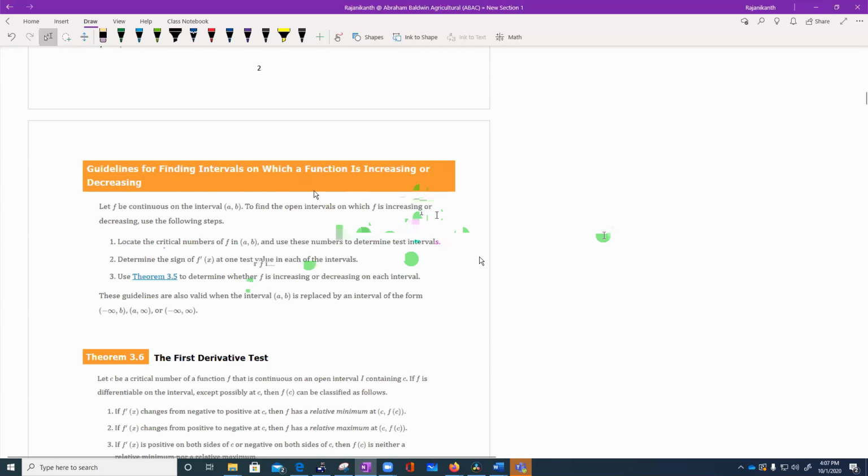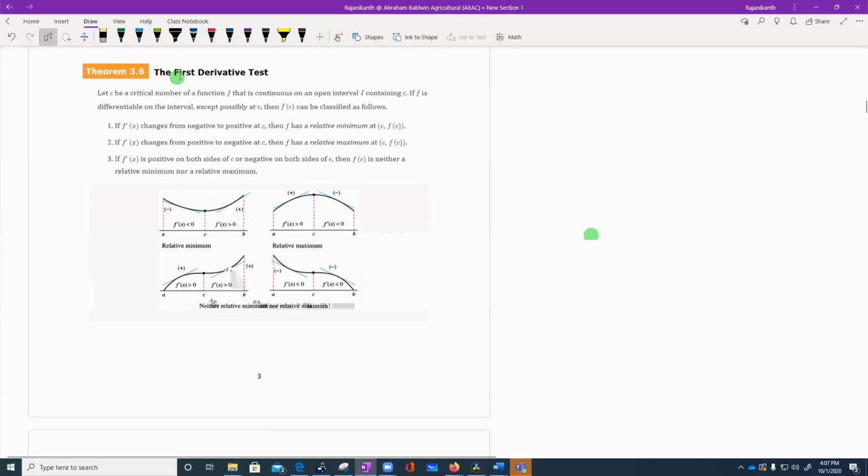Okay. Now the next one is called the first derivative test. The first derivative test we use to identify whether the function has a relative maximum or minimum. Remember the definition of relative maximum, minimum? If you take a small open interval, and you could find a minimum value or maximum value of the graph in that open interval, then the function has a relative minimum or maximum.